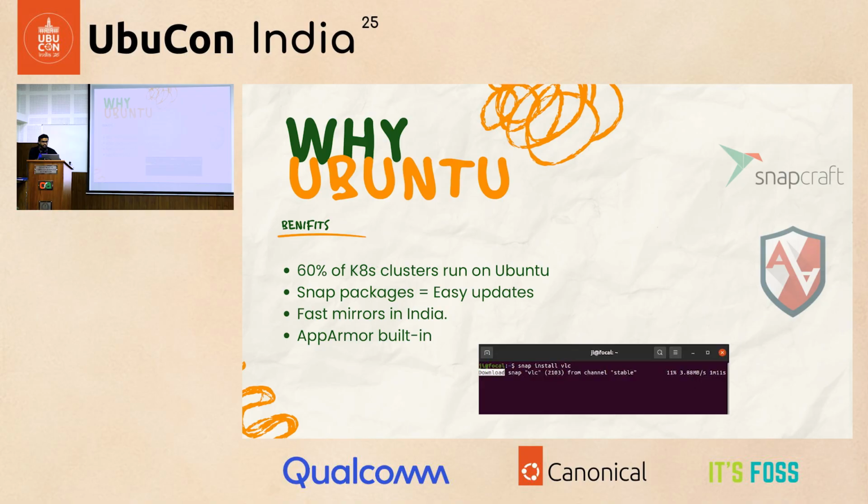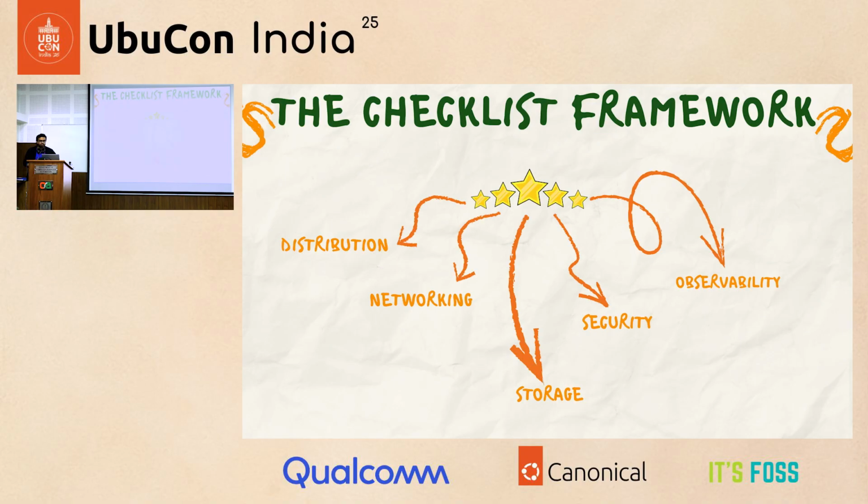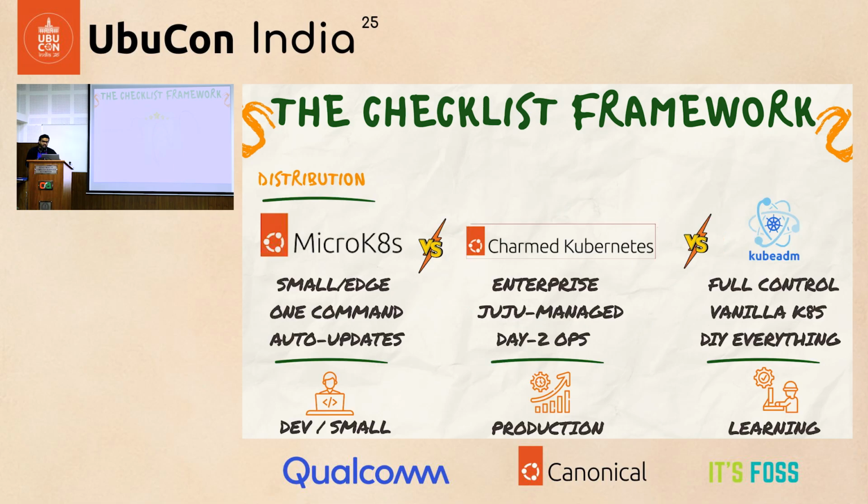And so now coming to the checklist framework. If you're building something like Kubernetes, which is built for scaling, I feel like these are the 5 checklist approach, and this is following the CNCF guidelines. So these are 5: distribution, networking, storage, security, and observability. Now coming to the first, I'll go very fast because of time. So first, I'll talk about distribution.